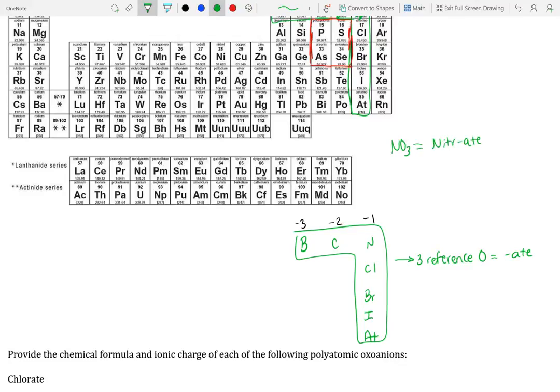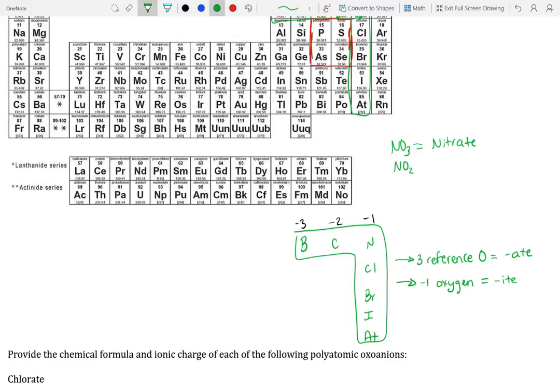Okay, nitrate. You don't write the hyphen on your exam, just write nitrate. All right. So now, what happens if we remove an oxygen? So -1 oxygen equals, and you're going to replace the suffix with ite. It's no longer going to be nitrate, it's going to be called nitrite. Okay, and that's after we've removed one oxygen. So right here we have NO2.